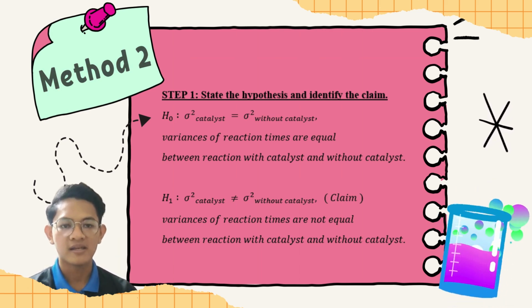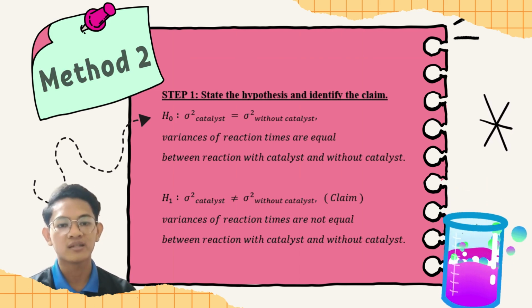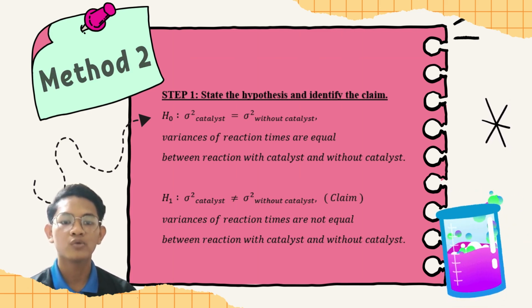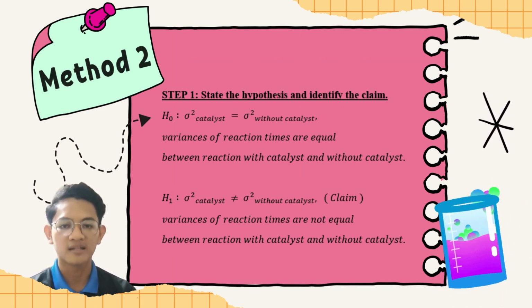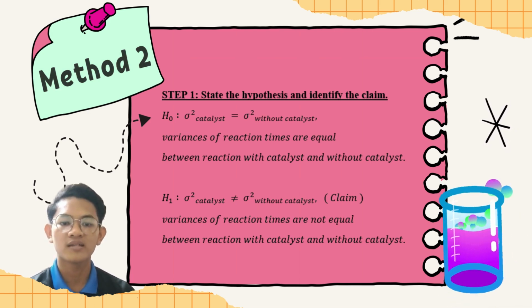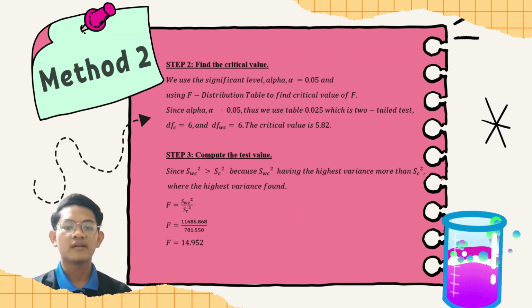Our null hypothesis is that the variances of reaction times are equal between the reaction with catalyst and the reaction without catalyst. Our alternative hypothesis is that the variances of reaction times are not equal between the reaction with catalyst and the reaction without catalyst. From the hypothesis, we claim that the variance of reaction time of the reaction with catalyst and without catalyst is different, which is the alternative hypothesis. Step 2 is to find the critical value.